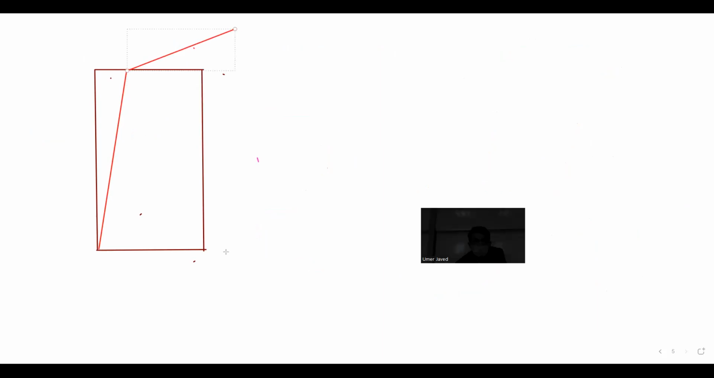Okay, now I will have the object become like this. And this becomes like this. Okay, I will try my best to make a parallelogram now. Let's see if I'm successful in that.